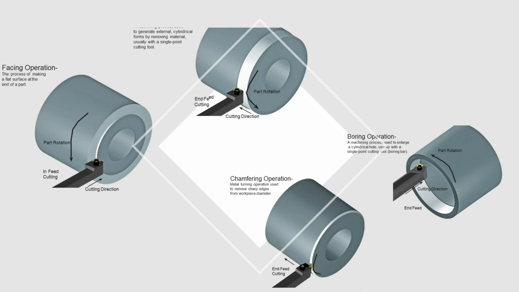So in facing operation, in chamfering operation, in boring operation, in turning operation, different kinds of inserts are used. Here is the first, the facing operation, in which the tool is fed with a to and fro motion. In turning, the tool is fed in longitudinal direction. In chamfering, an angle of 45 is provided. So different kinds of inserts are used, and different kinds of tool holders can be used in these different operations.